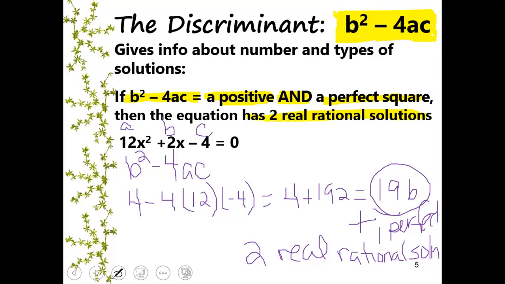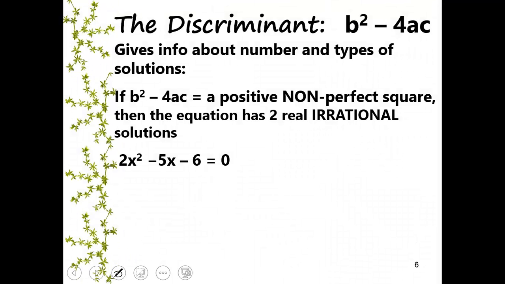Okay. Then our last scenario, again, we're just looking at the discriminant. One more time, just the discriminant, b squared minus 4ac. This tells us information about the number and the types of solutions. If when we calculate it, we get a positive non-perfect square, so it's any number that's greater than 0 but not a perfect square, then we're going to have 2 because that comes from the positive, and then the real irrational comes from the non-perfect square. So let's see what this looks like.